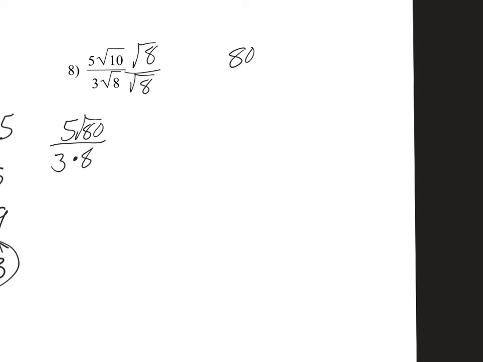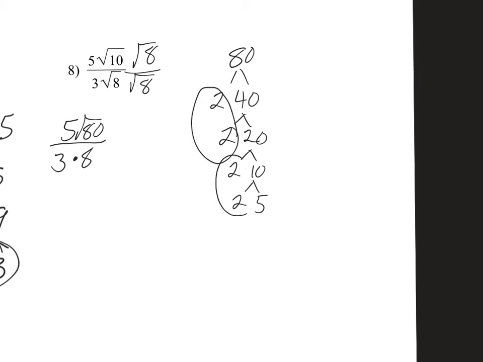80, let's go ahead and simplify that out. So we have 2 and 40. We have 2 and 20. We have 2 and 10. We have 2 and 5. And then 5 I can't do anything. So I have a pair of 2's, another pair of 2's, and then the 5 is on its own.